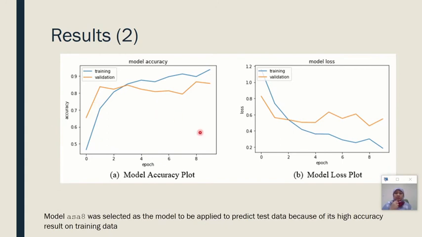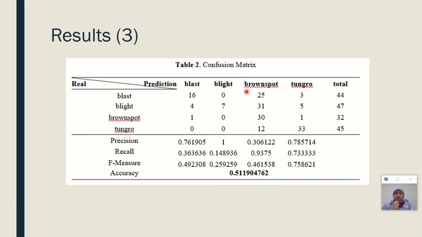So these are the graphic plots of the accuracy and model loss from the ASA8 model. From that model, we can predict all the test sets into four types of classes. The highest precision is reached in Tungro disease. Also, the highest recall is achieved in brown spot, in recognizing the brown spot, while the overall accuracy is 51%.